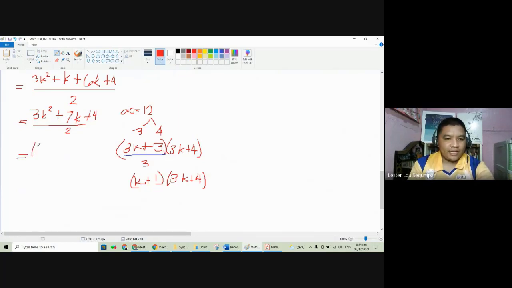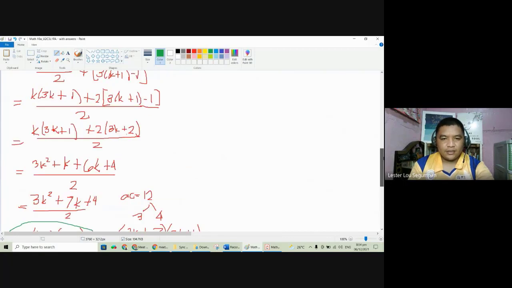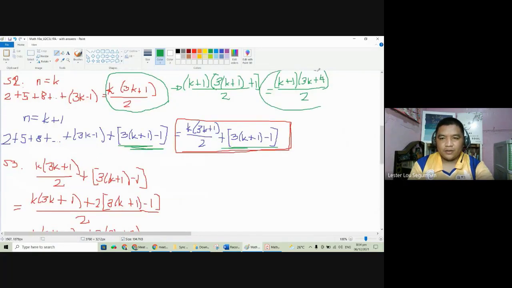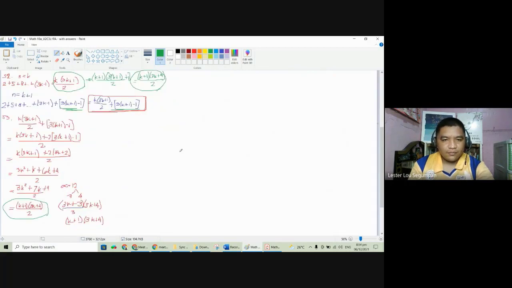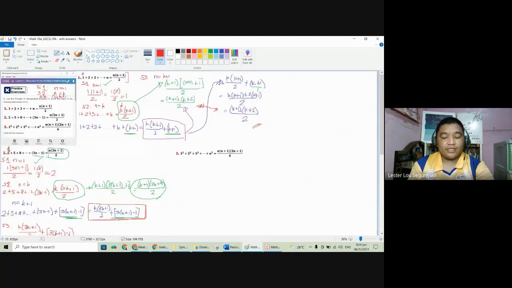So this is actually factored out as k plus 1 and then 3k plus 4 all over 2. Let's see if this expression here matches this expression here. Okay, let me zoom out. K plus 1, 3k plus 4, k plus 1, 3k plus 4 all over 2. So this is actually the proof that the identity for number 2 is correct. This is the answer for number 2.